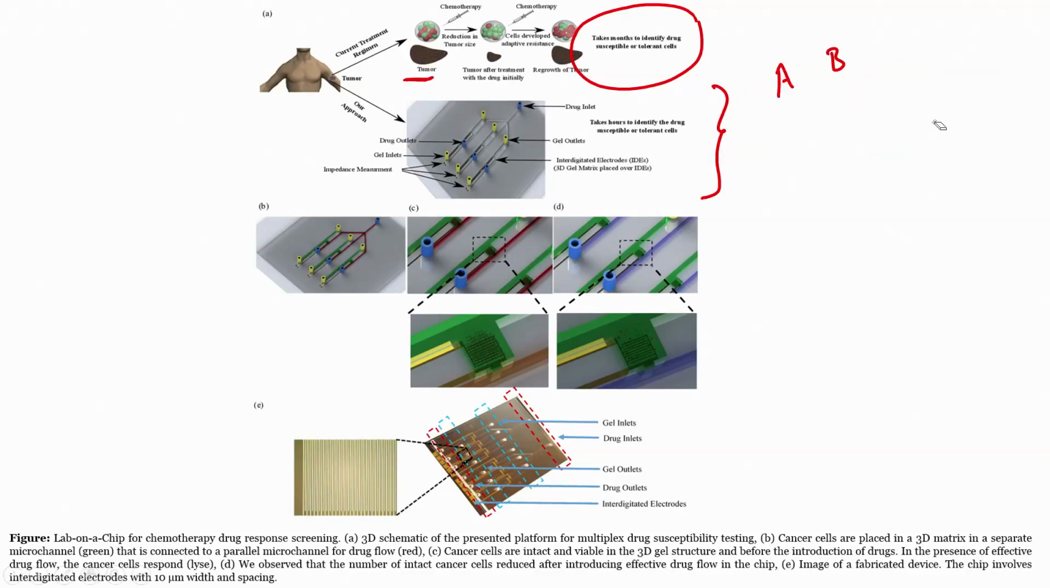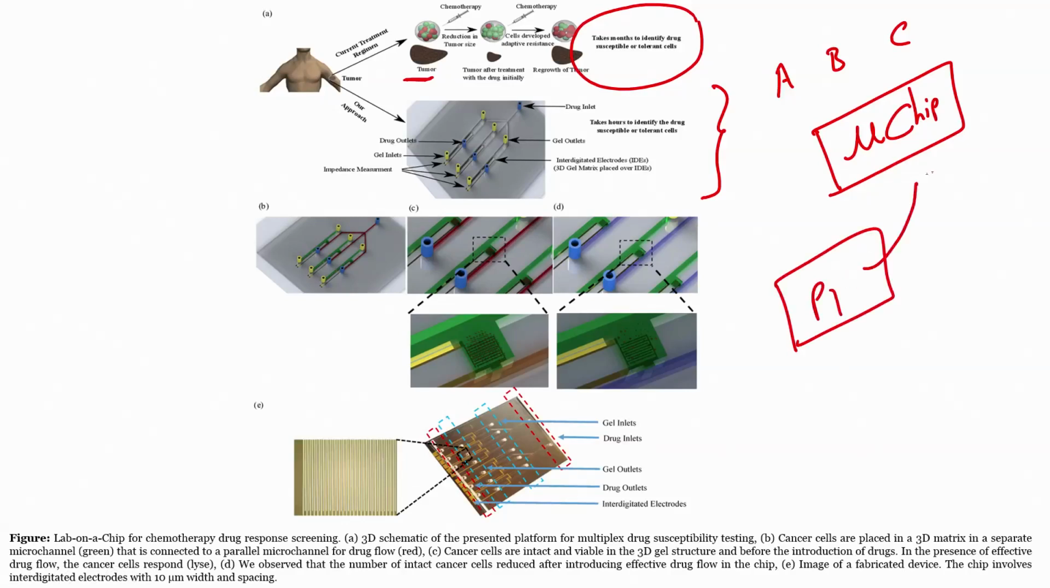So, how about we create a microfluidic chip? From patient 1 we take the cells from the tumor region, we load them into the microfluidic chip, and we test A, B and C separately. We can then find which drug is effective based on the electrical properties of the cell.